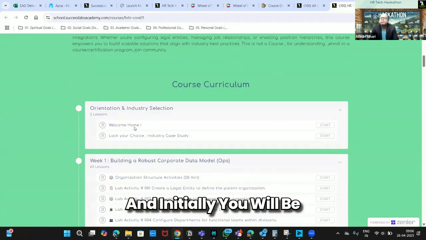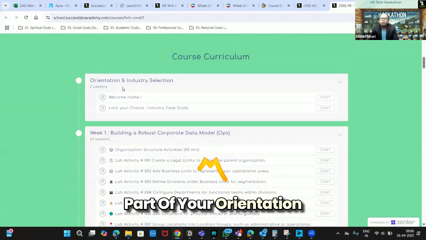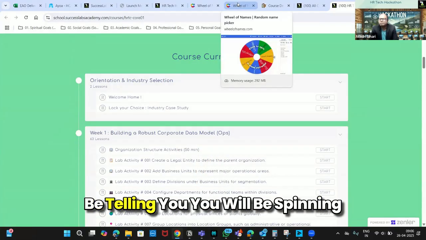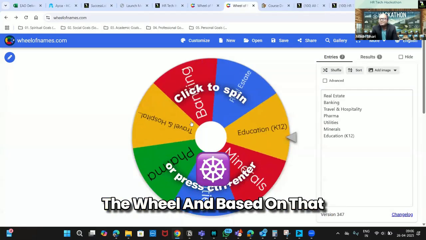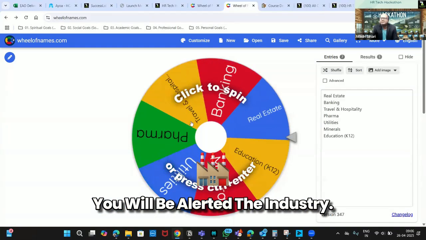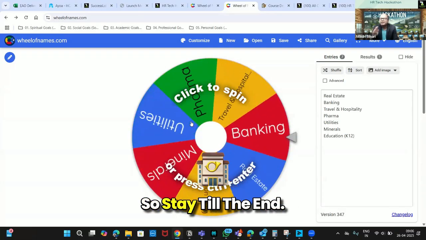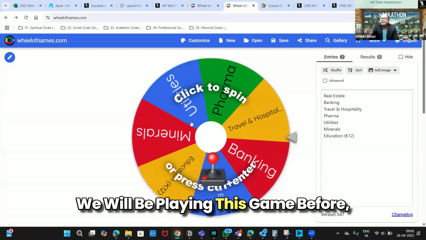Initially, you will be part of your orientation in industry selection, and industry selection will be based on a game, actually, which I will be telling you. You will be spinning the wheel, and based on that, you will be allotted the industry. So this is the game which we'll be playing today. So stay till the end. We will be playing this game.